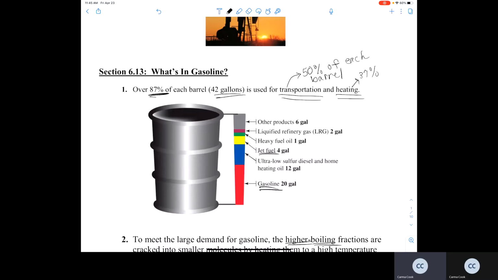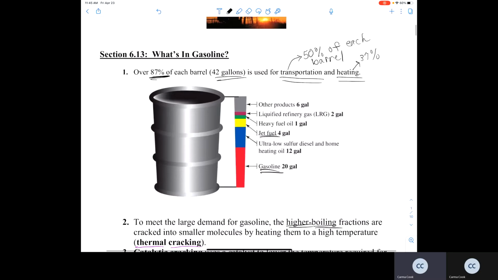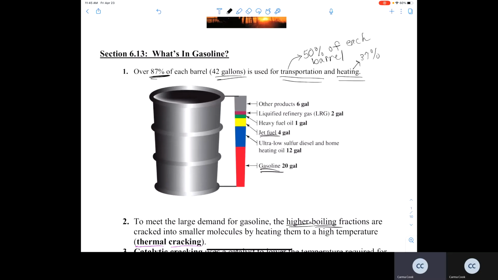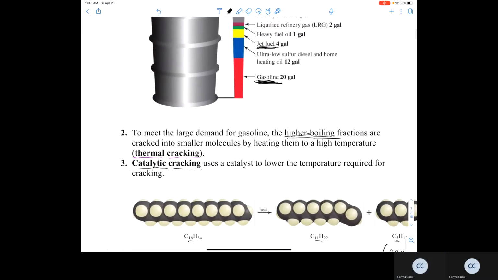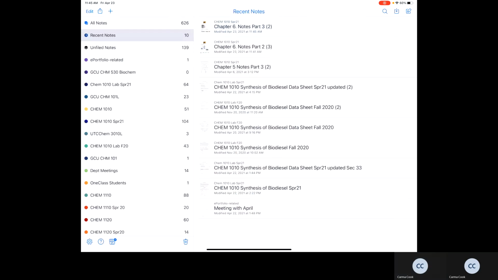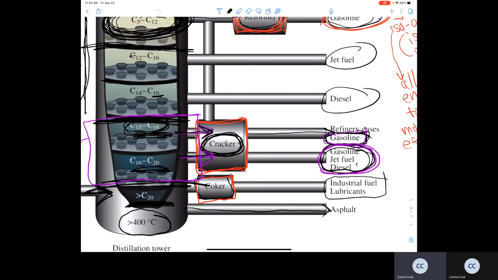And so 50%, half of that barrel, is used for transportation purposes, meaning that half of that barrel of crude oil is used to make things like gasoline, jet fuel, diesel fuel, and so on and so forth. So to meet the large demand for gasoline, the higher boiling point fractions, which are larger in molar mass, meaning they have a larger number of carbon atoms, are sent through a process called cracking.